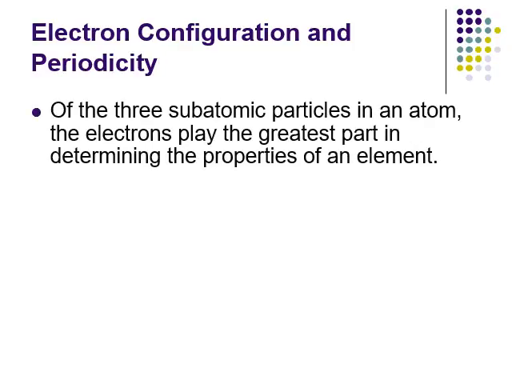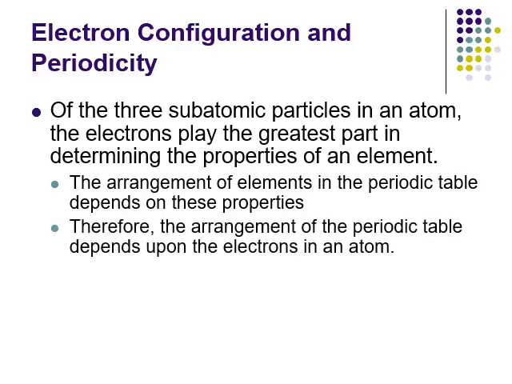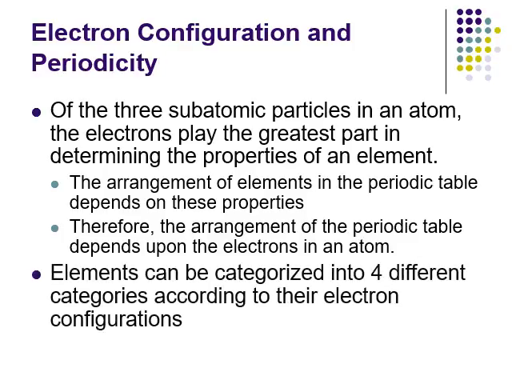Now, the reason we can do this is because of all the subatomic particles in an atom, it's really the electrons that play the greatest role in determining the properties of what we're dealing with. And we've talked a little bit earlier that the arrangement of elements on the periodic table depends on those properties. So let's back this up a moment. Electrons determine properties. Properties determine how the periodic table is formed. Therefore, the arrangement of the periodic table depends upon the electrons. And we'll see it's a very deep relationship.